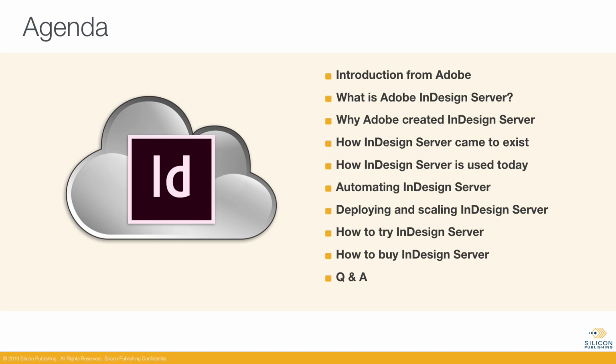All right. So first, we're going to have an introduction from Mike from Adobe, explain InDesign Server from a sort of high-level Adobe perspective. Then we'll look at what Adobe InDesign Server is, why it was created, how it came to exist, and we'll really focus on how it's used today. I think that's the most important thing to understand. So we'll sort of breeze through the beginnings and get to that. And I'll show you a variety of ways that InDesign Server is used. Then we'll talk basically about how to automate it, how to deploy and scale it, how you can try it, and how you can purchase it. And finally, we'll have ample time for questions and answers, I hope.